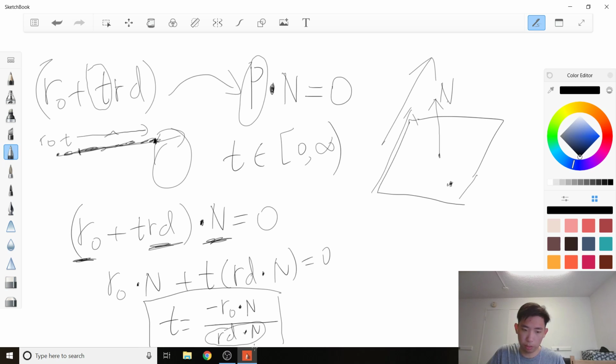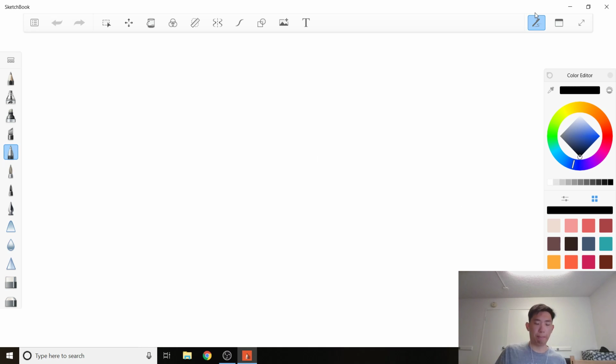So first two cases, you check if the denominator is 0. If the denominator is 0, they do not intersect. If the t is negative, they do not intersect. Only when t is in this range is it a valid t, and that indicates that there is actually an intersection occurring between your ray and the plane. Right? That is our first analytical solution to a plane.